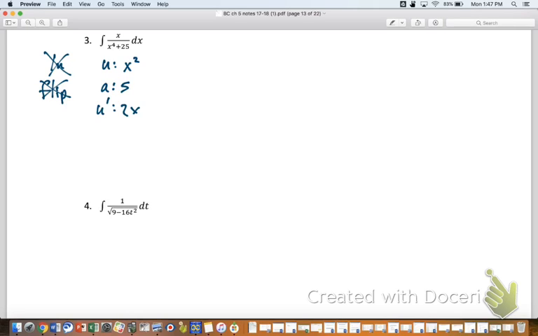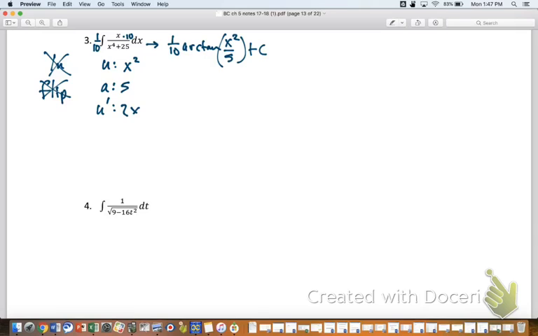However, we have a major issue with Timmy and his messing up. What would the numerator need to be? It needs to be u prime times a, which would be 10x, right? U prime a for arctangent. So we need to multiply the top by 10 and the outside by 1/10 in order for this to actually fit the pattern. So for a final antiderivative, this would be 1/10 arctangent of x squared over 5 plus c. What do you guys think?